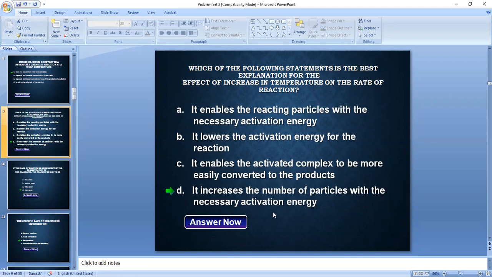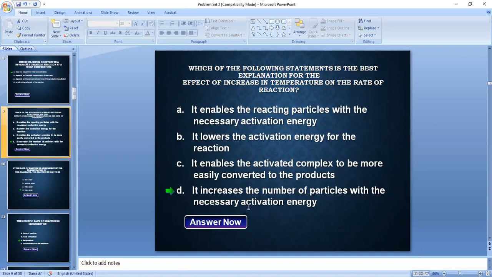So the more particles attaining the necessary activation energy, or that minimum amount of energy that will render it ready to react with another, then the faster is your reaction. So that is why temperature is a factor that affects the rate of reaction. It's because once temperature is increased, a greater number of particles already possess this minimum energy, which is the activation energy. The other choices here are not acceptable.